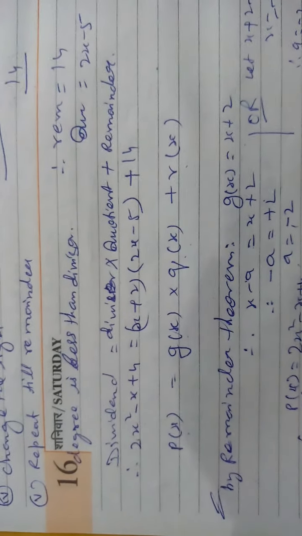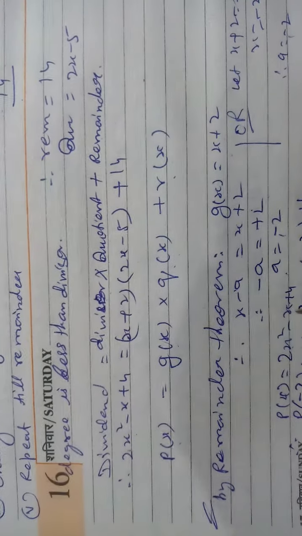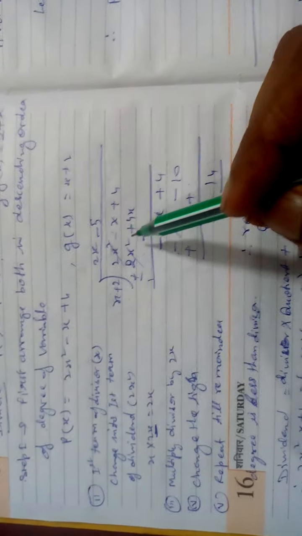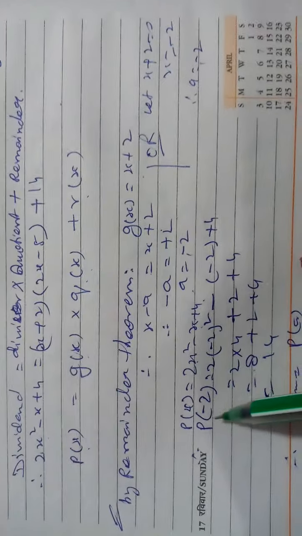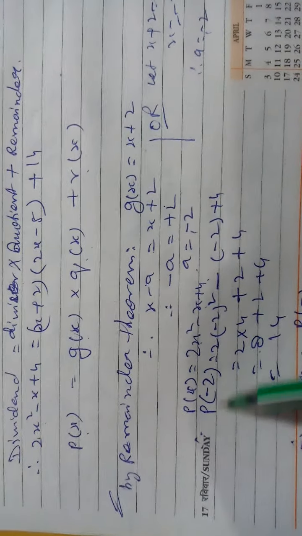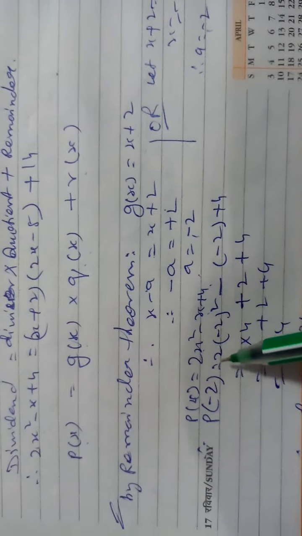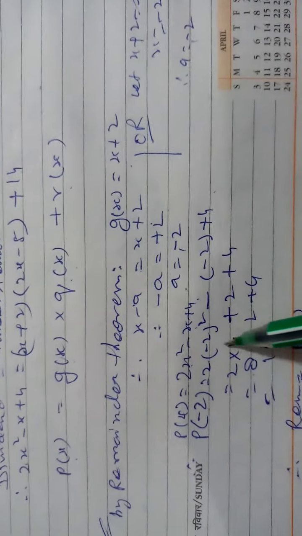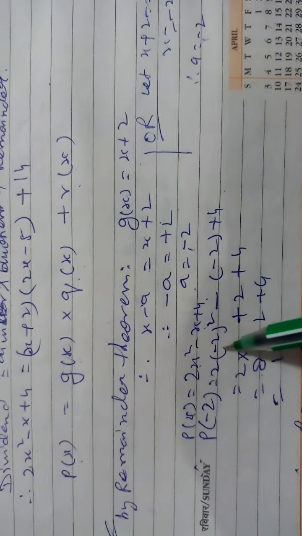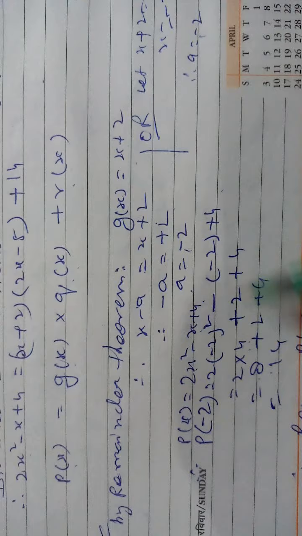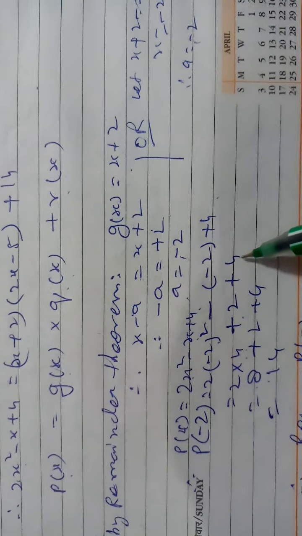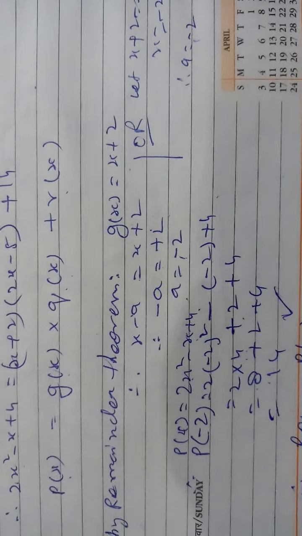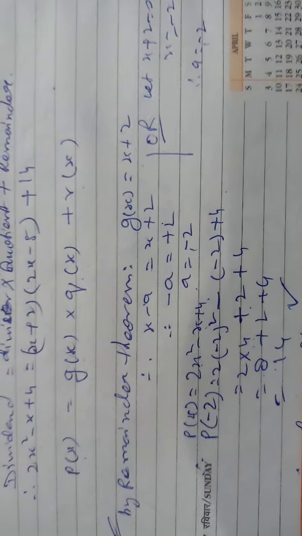So p(x) is given in the question as 2x square minus x plus 4. By remainder theorem, at the place of x you want p(a), that means p(minus 2). 2 into minus 2 square, minus minus 2, plus 4. So 2 times 4 is 8, plus 2, plus 4, so your answer is again 14, by remainder theorem also and by this.